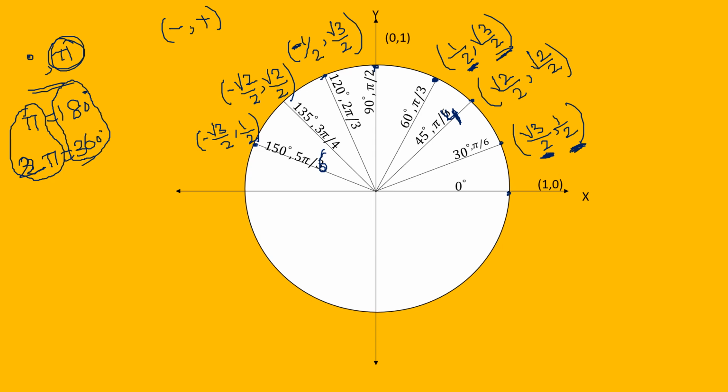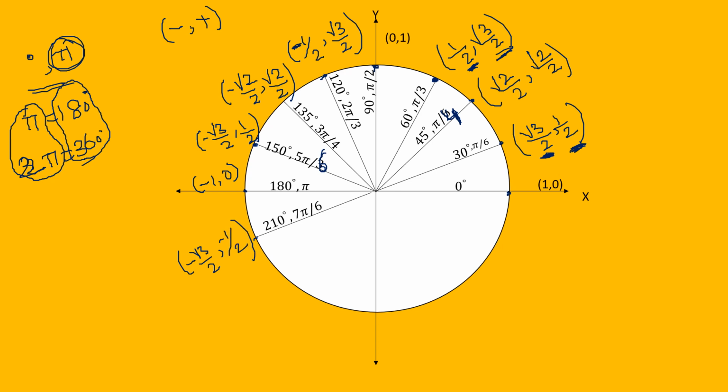Yes. Now again, what will be the next angle? 180 degree. So 180 degree I can represent as pi in the radians. So what will be over here? The value is minus 1 comma 0. And after 180 degree, we have 210 degree. So I can represent 210 degree as 7 pi by 6 in case of radian. And the value at this point is going to be minus root 3 by 2 comma minus 1 by 2.